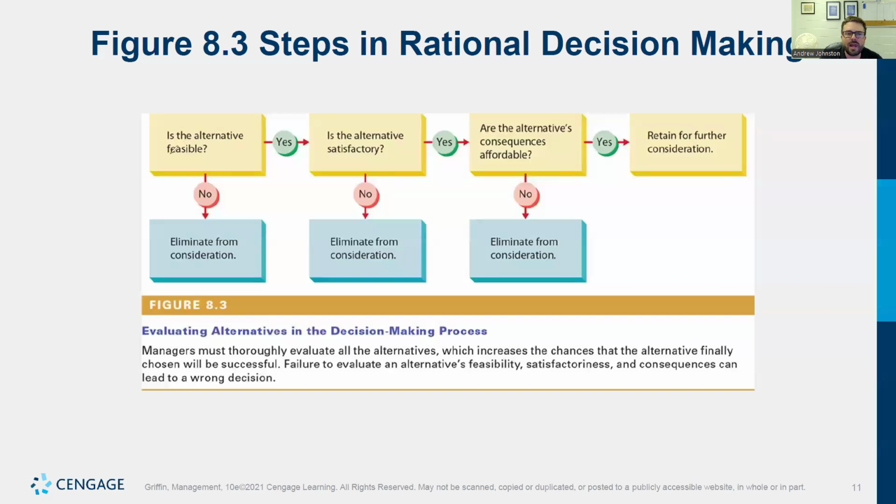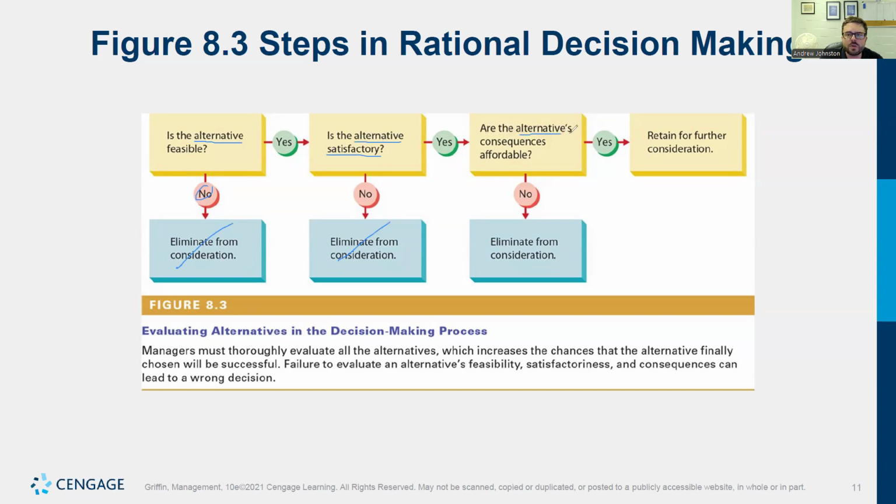First, when we're talking about managers faced with a decision, they look at the alternatives and evaluate them one by one. Is the alternative feasible? No? Okay, we're getting rid of that alternative. If it is, all right. Is it satisfactory? Does it meet the requirements we've set for ourselves? No? Well, then it's not a good alternative. Yes, we go on to the next stage of decision making.